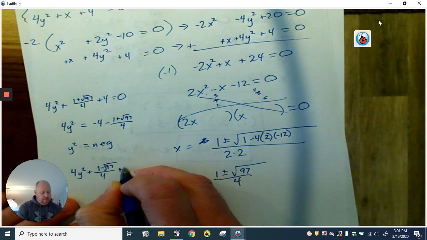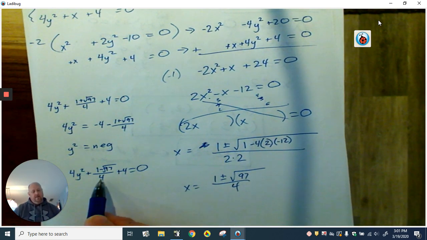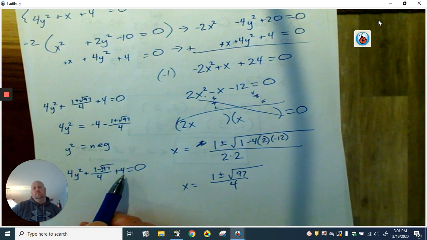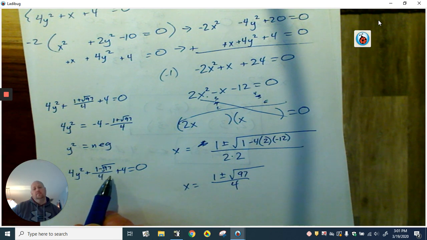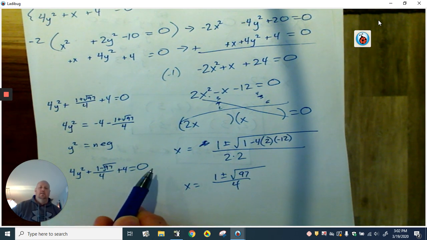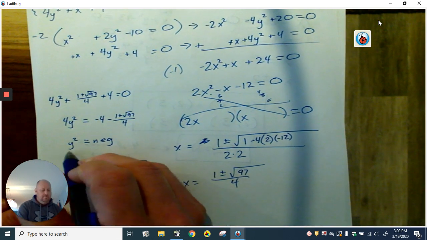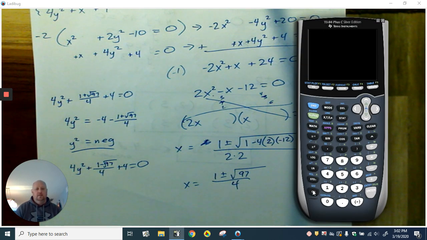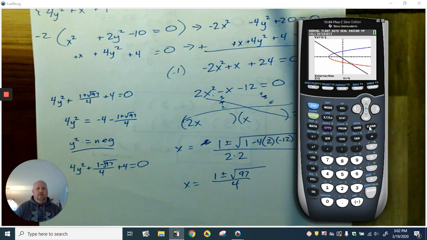And I got that plus 4. Now, I do need to know, I know this is going to be a negative number, and when I add 4, I don't know if that total is going to be positive or negative. If it's positive, when I move it to the other side, it's going to be negative, and I'm going to get right back to that same situation. So what I'm going to do at this point is grab my calculator, just to figure out what that number is as a decimal, to give me an idea if this is possible.